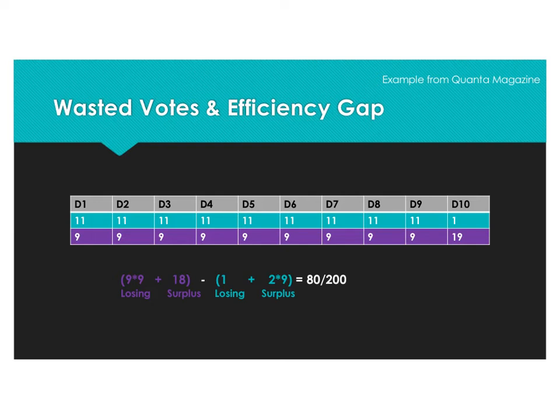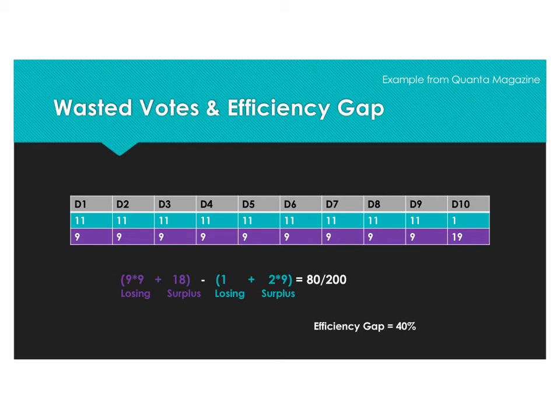Again, if we start with purple, purple lost districts 1 through 9, so all those votes are wasted. And District 10, purple only needed 1 vote to win, so it had 18 votes wasted. If we look at green, green lost District 10, so that one vote in District 10 for green was wasted. In District 1 through 9, green won, and they only needed 9 votes to win. So they had a surplus of 2 votes for each of those. Adding this up, we get a total of 80 and an efficiency gap of 40%.